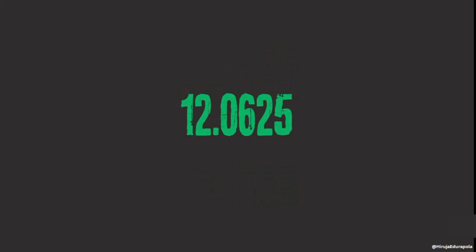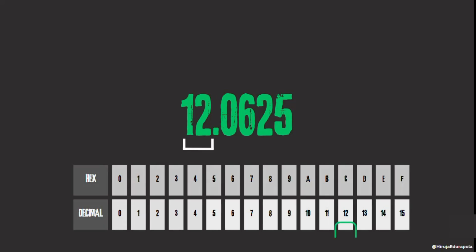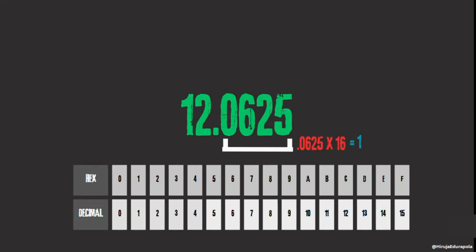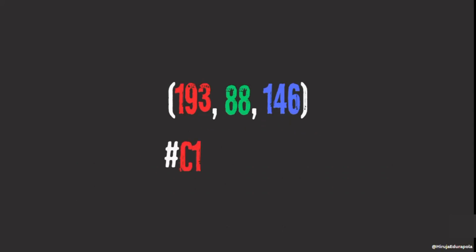Okay, now let's take 12 and locate it in our hexadecimal alphabet. So 12 is equal to C. Now we can write it as hash C. Okay, now let's take the other part, which is 0.0625. Let's multiply it by 16, which is equal to 1. Then again back to our hexadecimal alphabet, let's locate it. So 1 is equal to 1. Then we can write that in our hexadecimal string as well.